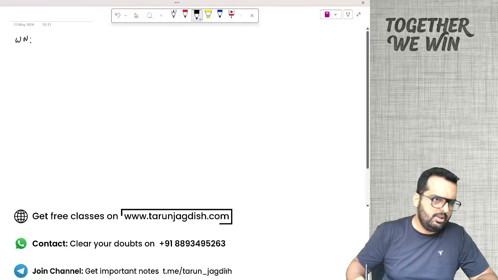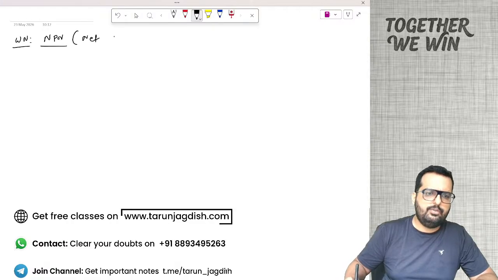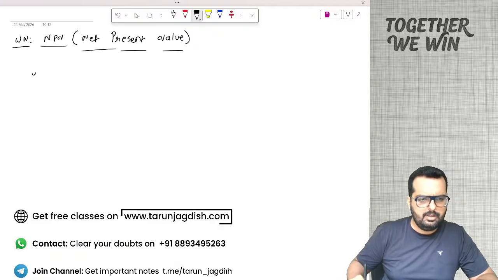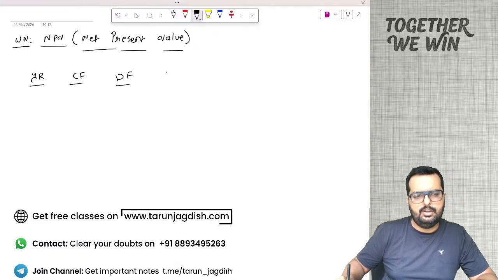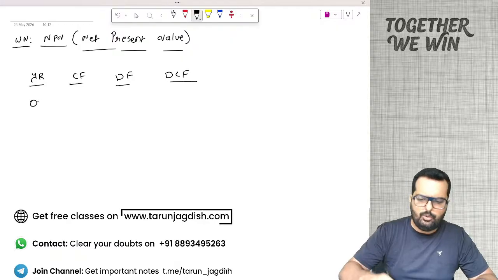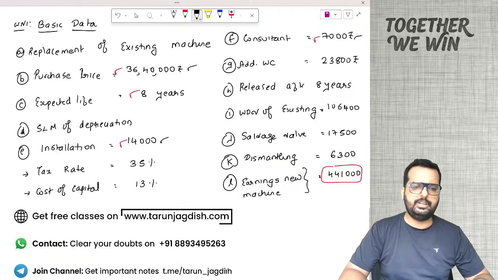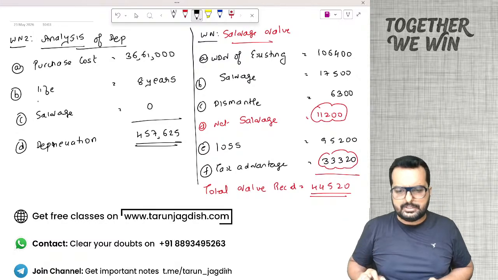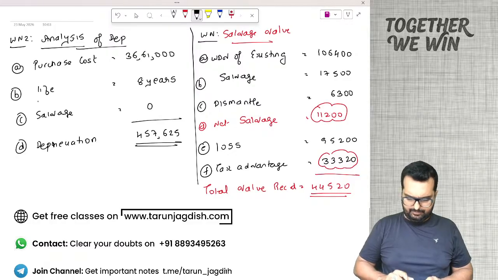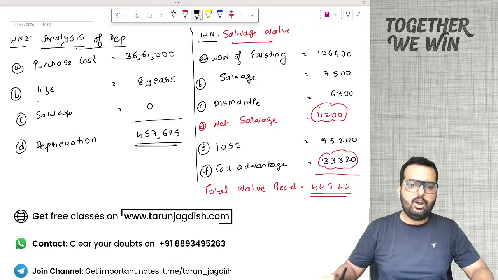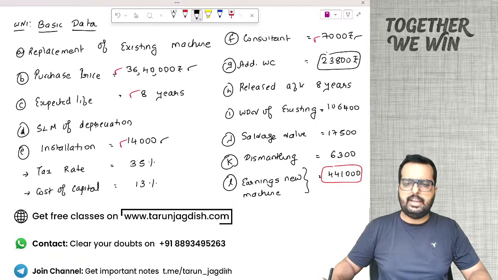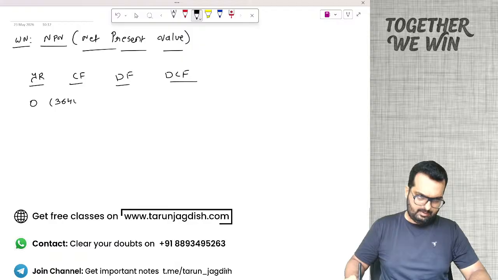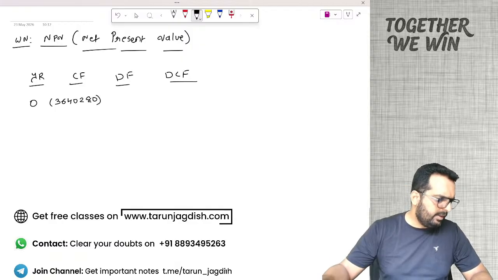So I'll write down the next working note heading: NPV, or the full form is what? Net present value. Year, cash flow, discount factor, discounted cash flow. In year 0, I will have to pay for the machine. How much will I pay for the machine? 36,61,000. But I will sell my old machine and get 44,520, so I'll get 36,16,480. Along with this, I will also get the working capital, 23,800. So 36,40,280 will come. This will come in year 0, correct?